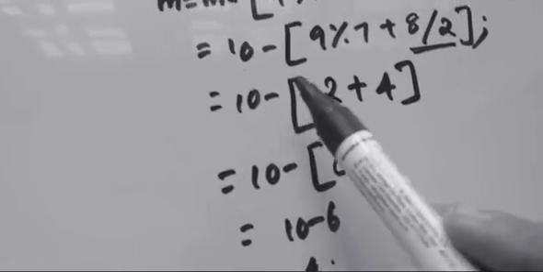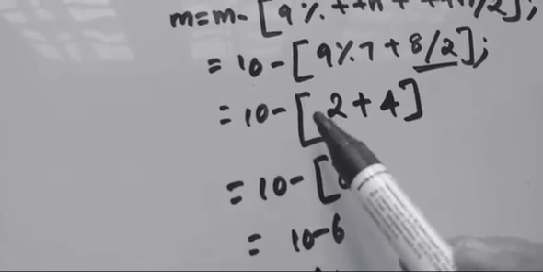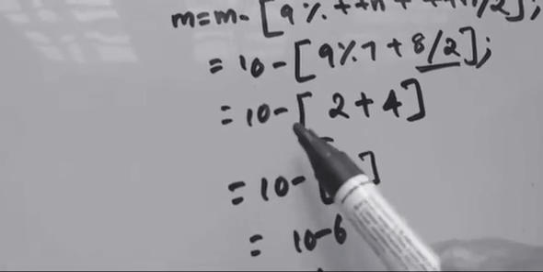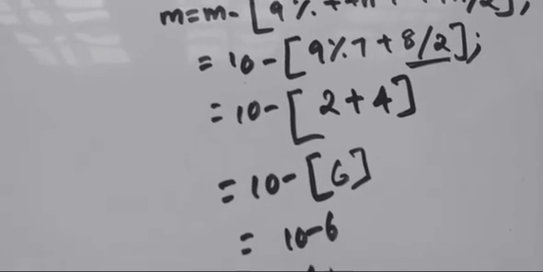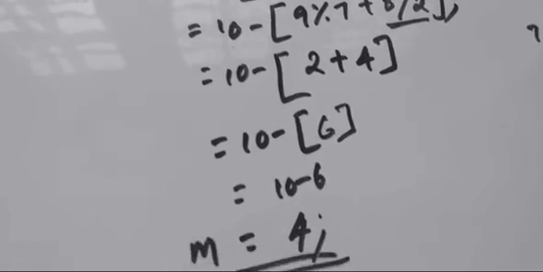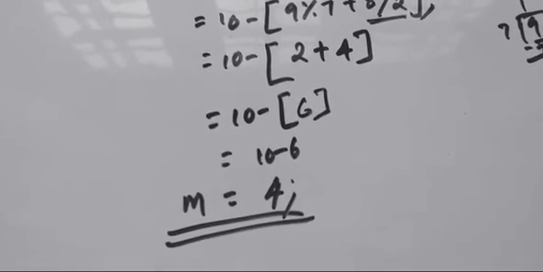See students, when you are subtracting like this without considering the bracket, what will happen? 10 minus 2 is 8, 8 plus 4, like that would be the result. So give operator precedence in this type of expressions. I hope this is clear for you.